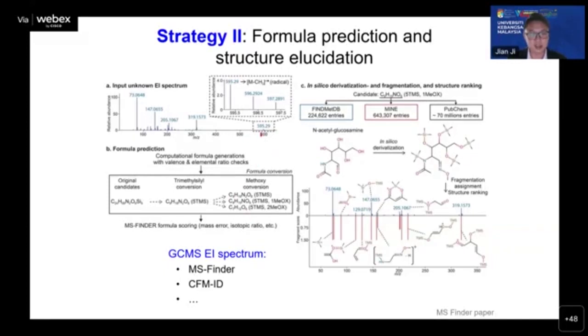But in this way, we have to know the precursor ion. If we don't know the precursor ion, we cannot do this. And then we use software to help us do the fragmentation, to see the structure of each fragment, and then combine them together to get the molecular structure. But there are some false positive pitfalls here.